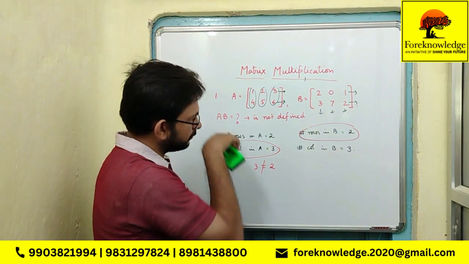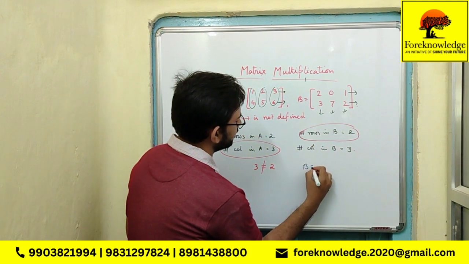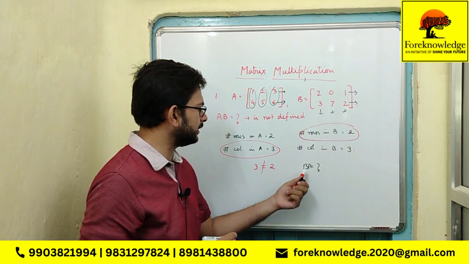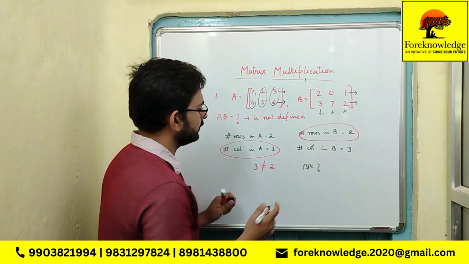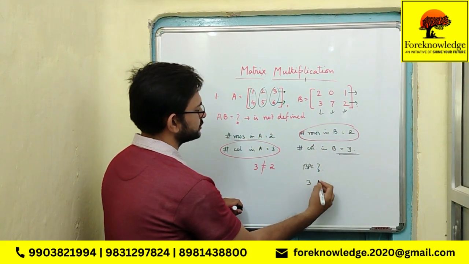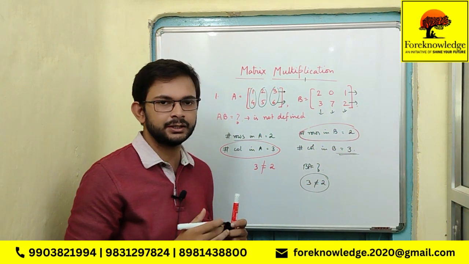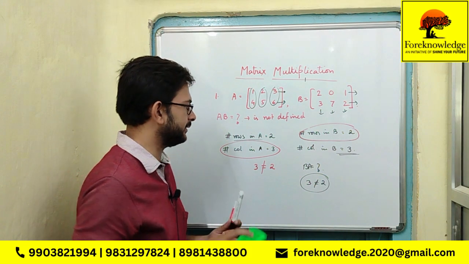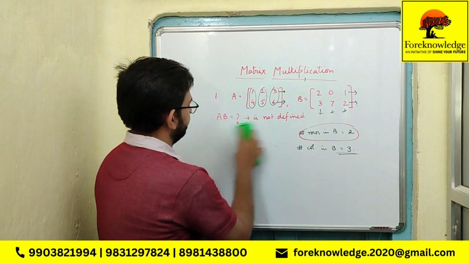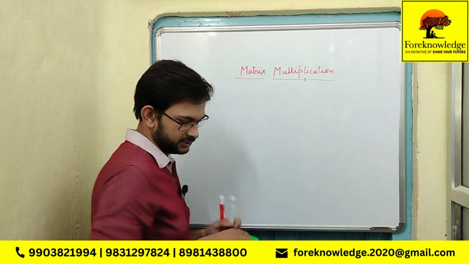Now let's move on to a second example. We can also check whether BA is defined or not. For BA to be defined for multiplication, we must have the columns in B, that is 3, equal to the rows in A, that is 2. 3 is not equal to 2, so B into A is also not defined. Okay? Fine. So now let's move on to some proper examples.